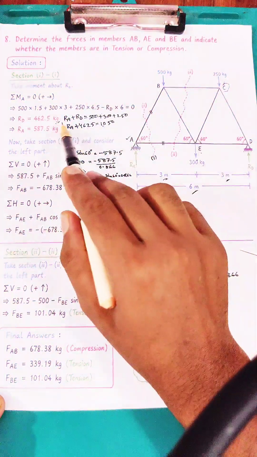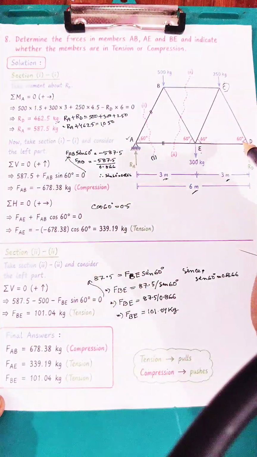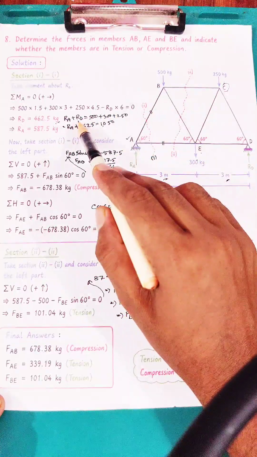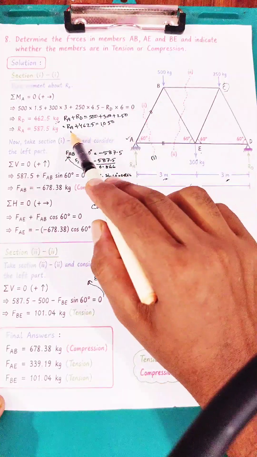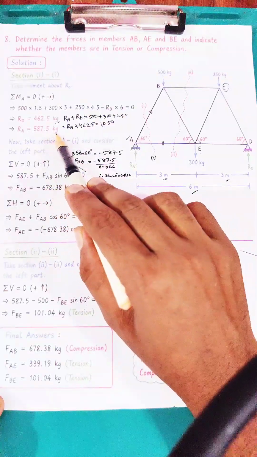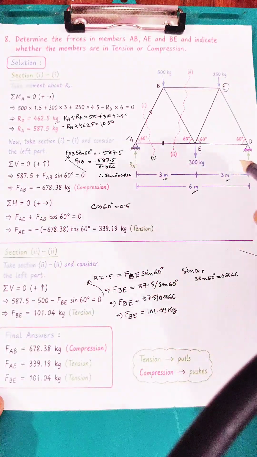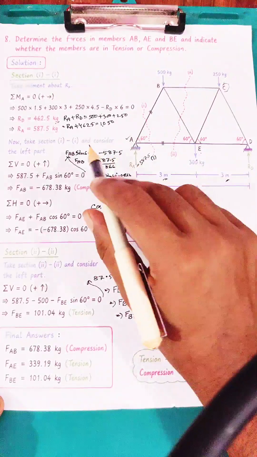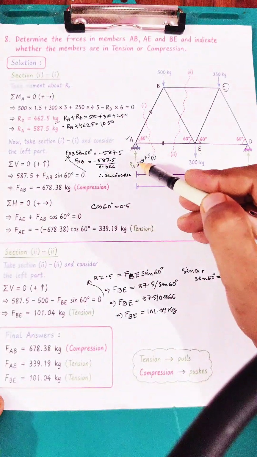So now use vertical equilibrium. The total upward reactions must equal the total downward load. Then RA plus RD equals 500 plus 300 plus 250. Therefore, RA equals 587.5 kg. Thus the support reactions are RA equals 587.5 kg upward and RD equals 462.5 kg upward. So first, we calculated the support reactions.